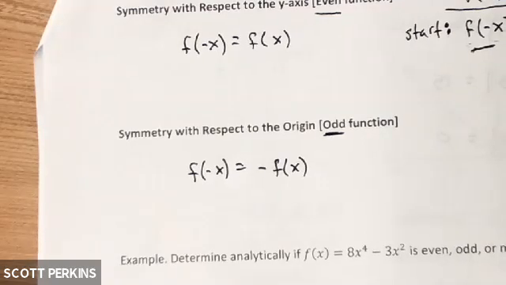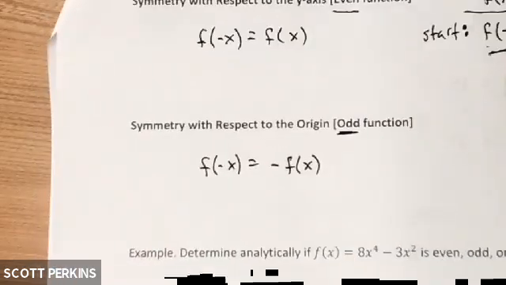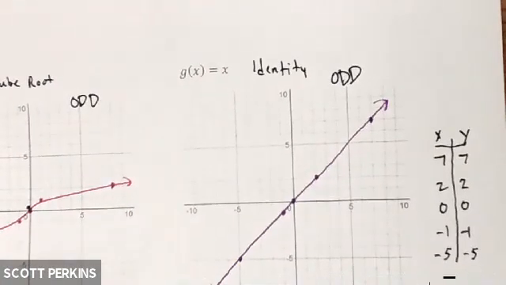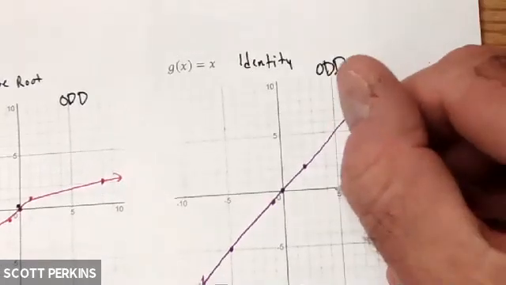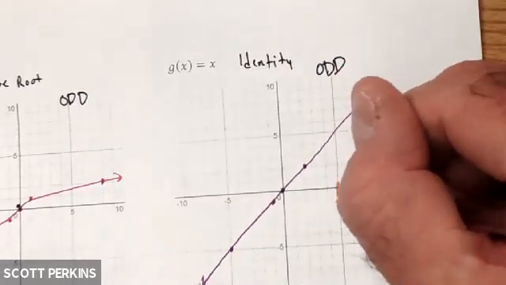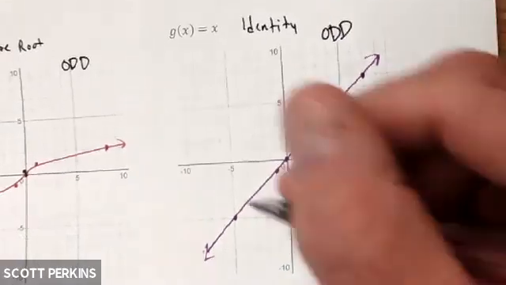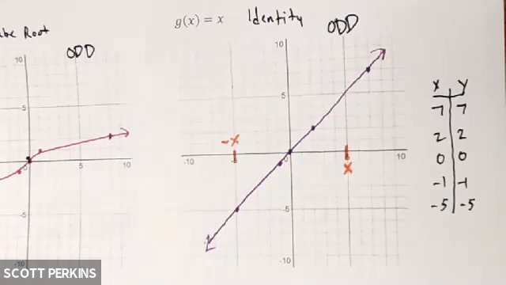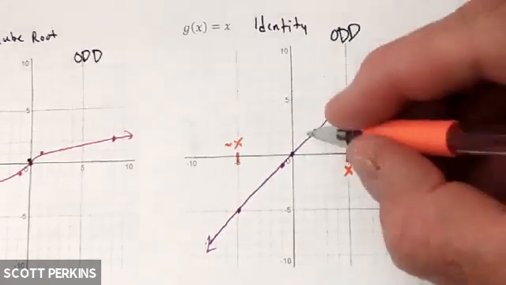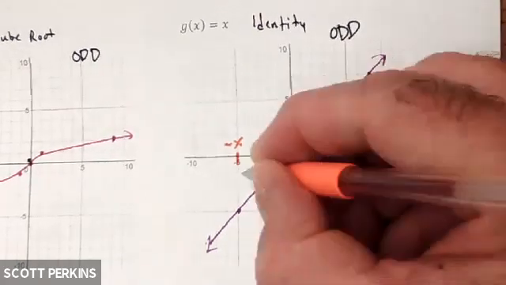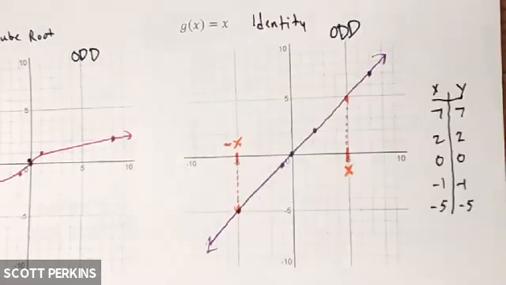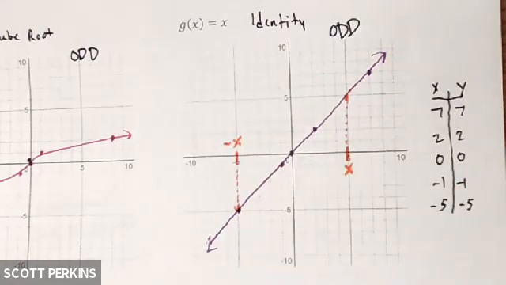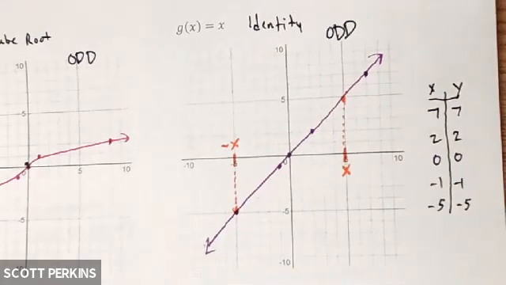So I'm going to go to my identity function. I'm going to show you why this is, and then we've got a couple of examples and we'll be done for the day. So here's my identity function. What this means is if I go out, if this is my x value, and then out here in equal distance, this is my negative x. Notice the y values are not identical this time. The y values are opposites. This one is above the y-axis. This one is below the y-axis. That's what it means for something to be odd.